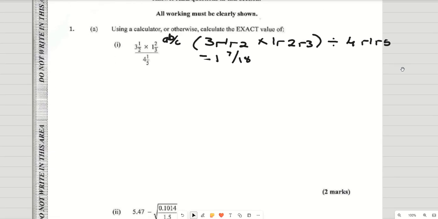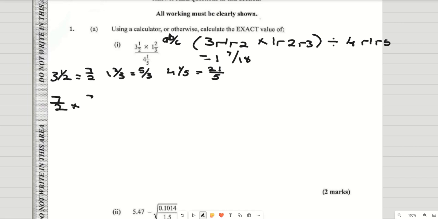First things first, you see all of them are mixed numbers. I would convert them to improper fractions. So 3.5 would be 3 2s are 6 plus 1 is 7 over 2. 1 and 2/3 would be 1 3 is 3 plus 2 equals 5 over 3, and 4 and 1/5 would be 4 5s are 20 plus 1 is 21 over 5. So first off, we have to multiply. 7 over 2 multiplied by 5 over 3.